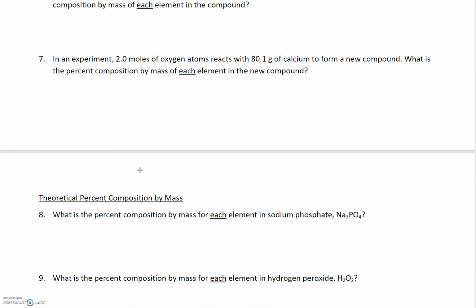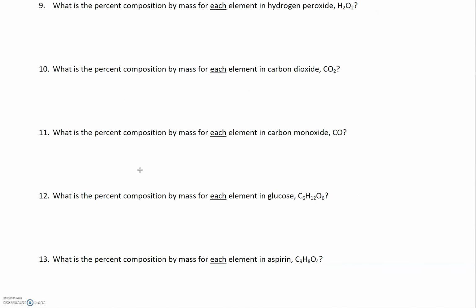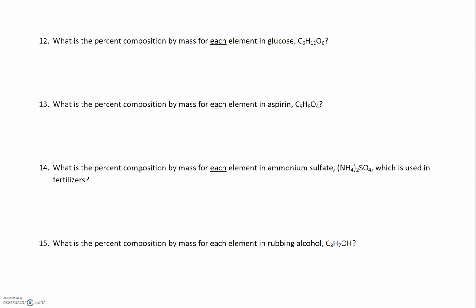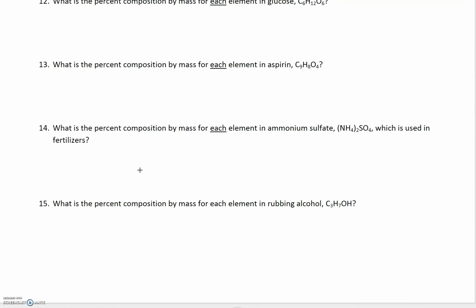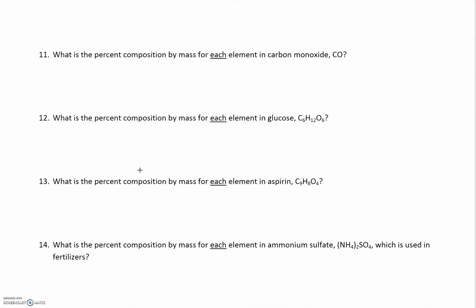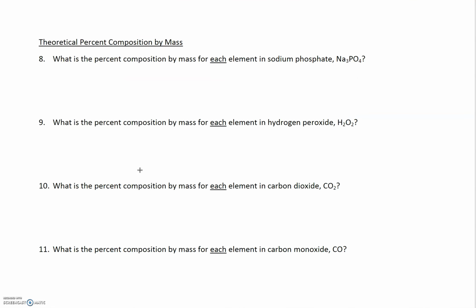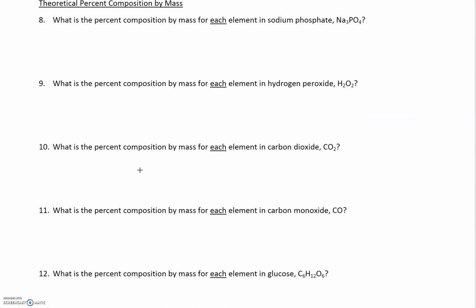So let's slide down here and look at how this looks with a formula. You see all these different formulas down here, and the formulas are going to work the same way, except we're going to use the periodic table. Let's go ahead and do number 11, because these are super straightforward. So carbon monoxide.